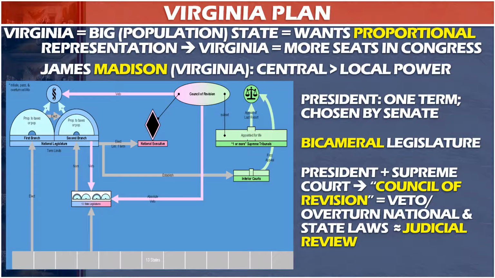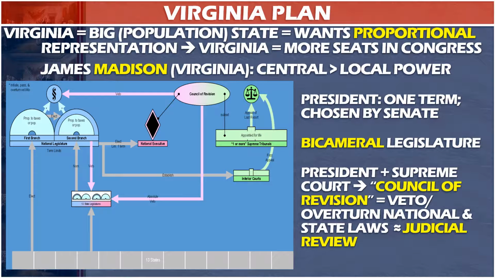So let's go back to the Constitutional Convention and look at the Virginia Plan. The Virginians arrived first, and they were led by James Madison, or at least James Madison was the mover behind the scenes, although this was proposed by, I believe, Edmund Randolph, who was a leader of the Virginia delegation. And Virginia was a large population state, actually larger than it is today. And as a result, they wanted proportional representation.